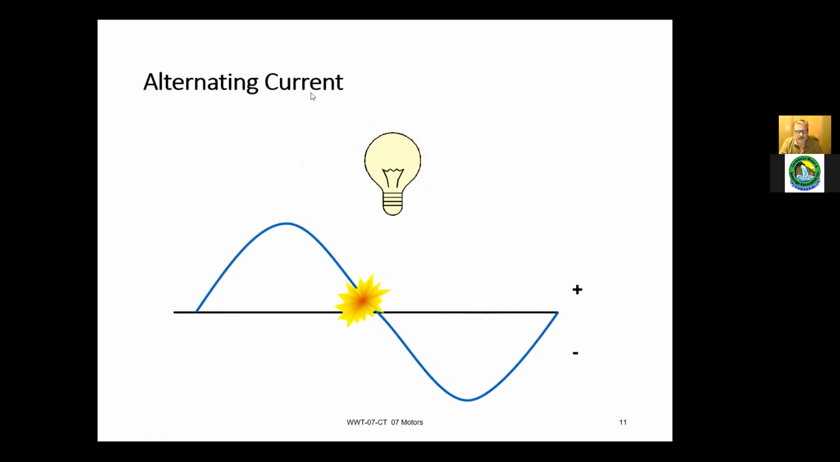This is kind of what alternating current looks like, how it moves. I'm just going to play that again if I can. You notice that the light bulb shines at the peak and the valley. Okay.